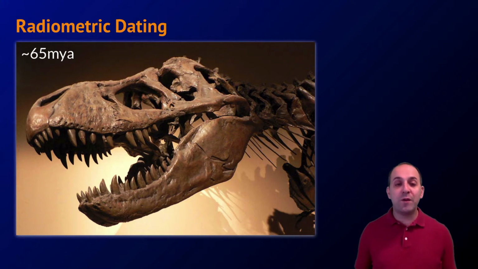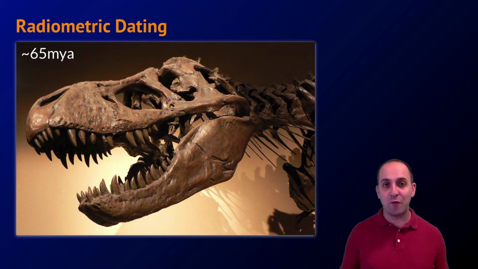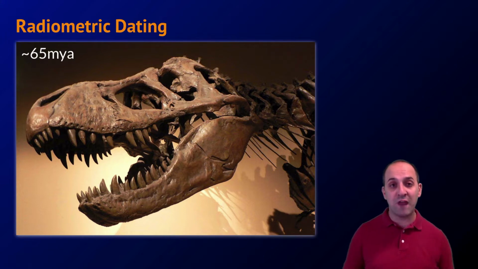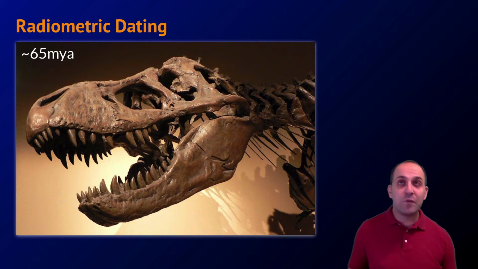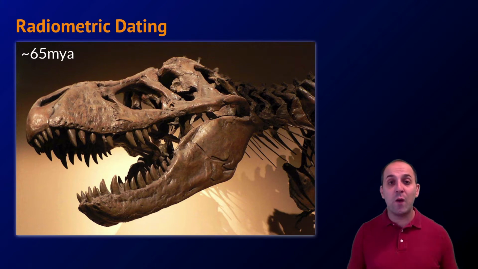Different radioisotopes will be used for different time horizons. You don't really need to worry about that for the purpose of this course, but you should understand that we can use radioactive dating to date things that are 1,000 years old all the way up to dating of objects that are billions of years old.